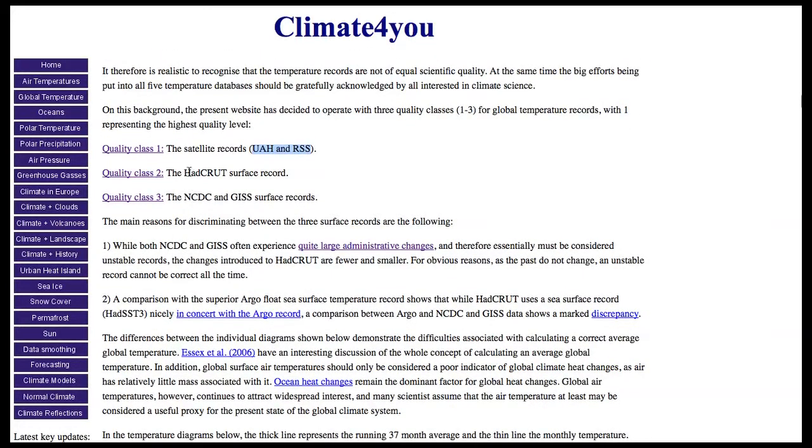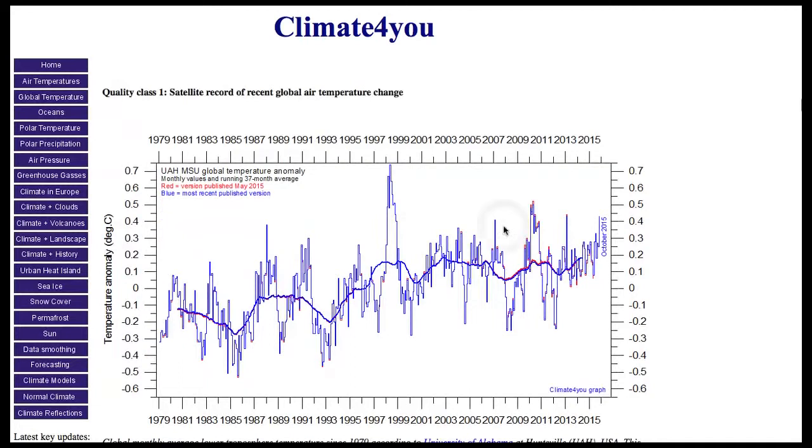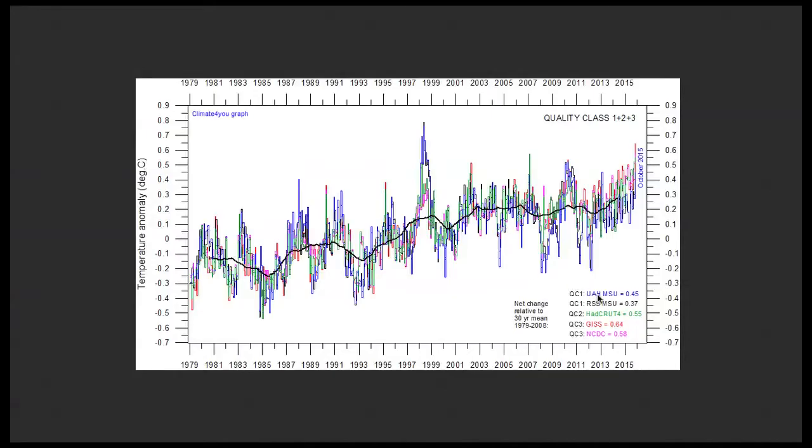For example, Quality Class 2 is the HadCRUT surface record, Quality Class 3 is NCDC and GISS, because NCDC and GISS often experience quite large administrative changes, a concept we'll come back to later, and therefore essentially must be considered unstable records. Changes are introduced to HadCRUT, but they're fewer and smaller. So again, a lot of stuff to go through, but the upshot of this is that when you compare the satellite record, the Quality Class 1, to the HadCRUT and the GISS and NCDC, the Quality Class 2 and 3, the surface air temperature estimates, you find that there is an appreciable difference in temperature anomalies.